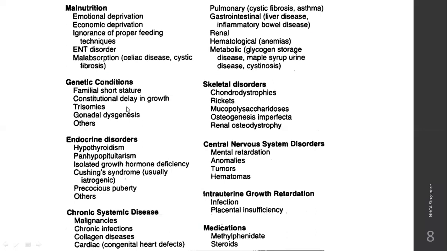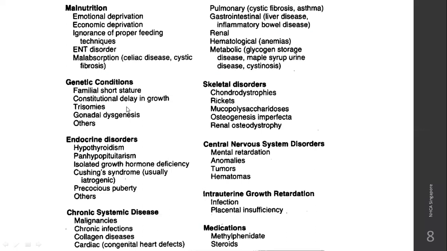Other causes are endocrine disorders: hypothyroidism, panhypopituitarism. The pituitary gland is not functioning properly, the thyroid gland is not functioning properly. Growth hormone is not created properly. Other hormones are okay, but growth hormone deficiency is there. Cushing syndrome, precocious puberty.